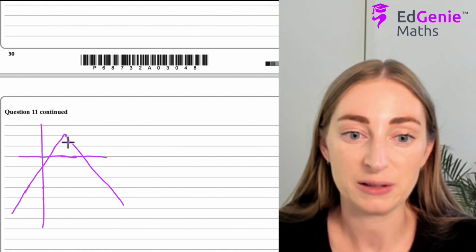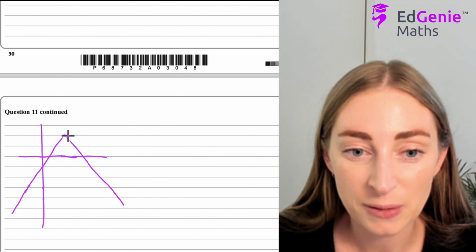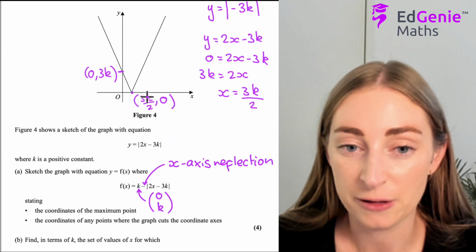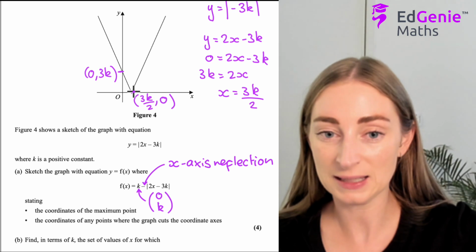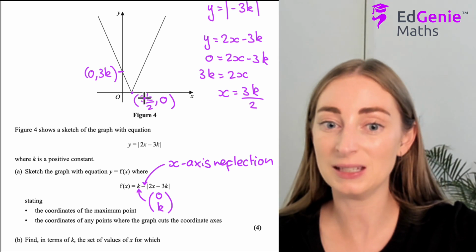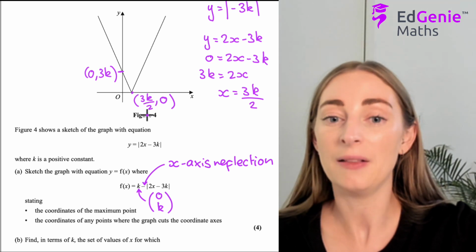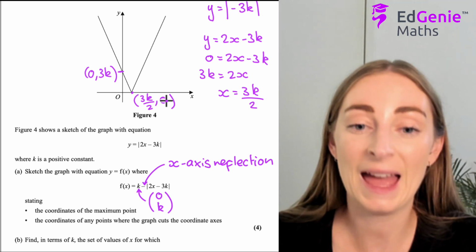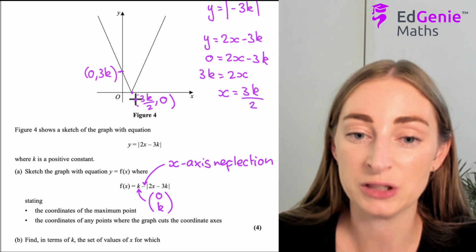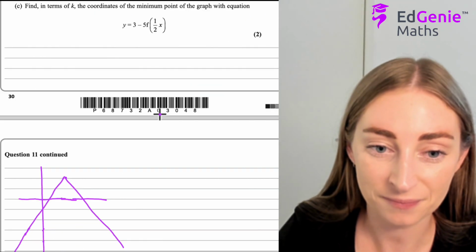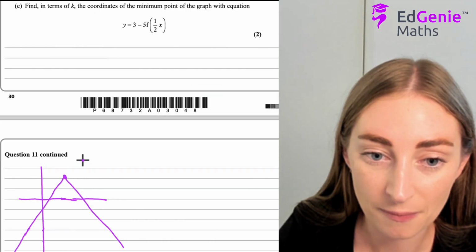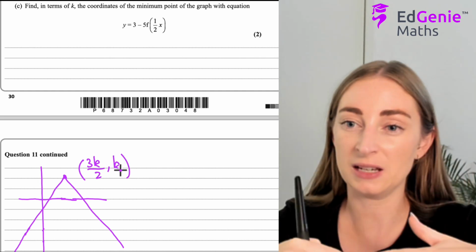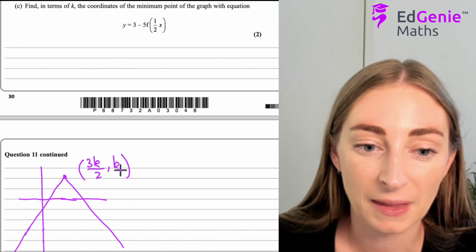So let's think about all our values. So this value here, we were at 3k over 2. We reflected it, so the x-coordinate was still 3k over 2. The y-coordinate was still 0. And then we translated it by k, so it's going to be 3k over 2, k. Because we've gone from 0 up to k.